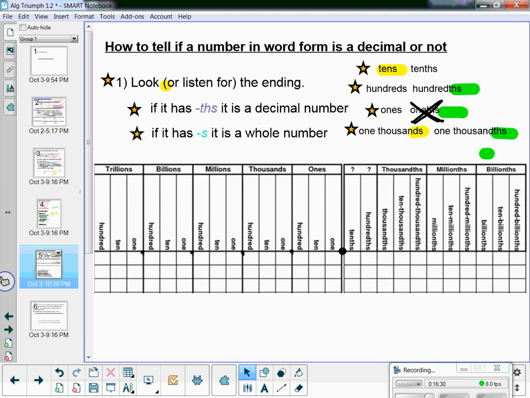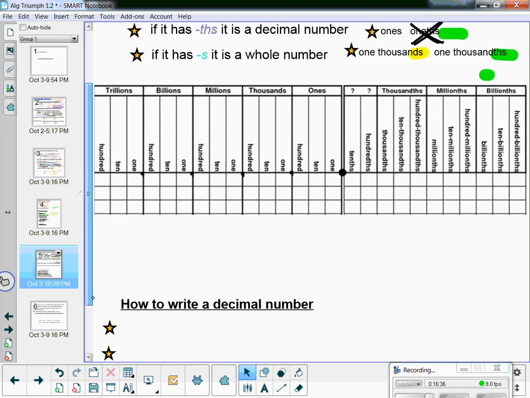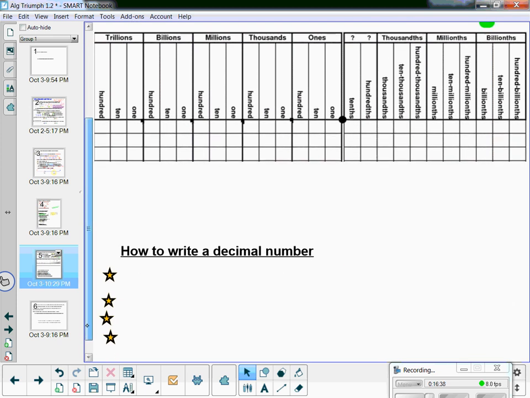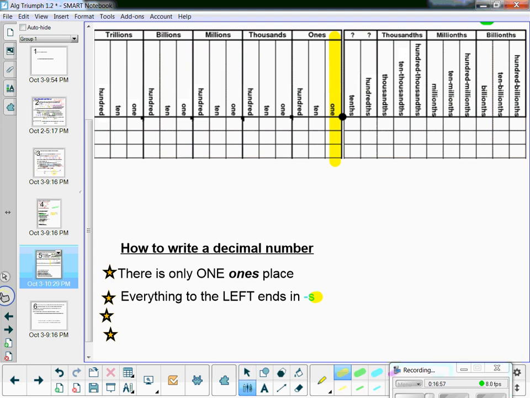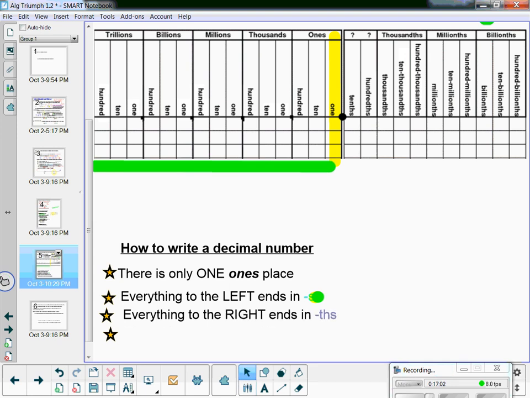You'll often see a chart like this. Please pause the video and copy down this chart. You will use it to practice how to write a decimal number. There is only one ones place. Everything else has a THS that matches. Everything on the left ends in S. Where are the S's? Let's do them in green. Our S's are here. Those are whole numbers. Everything to the right ends in THS. You can tell THS right here on each of those.